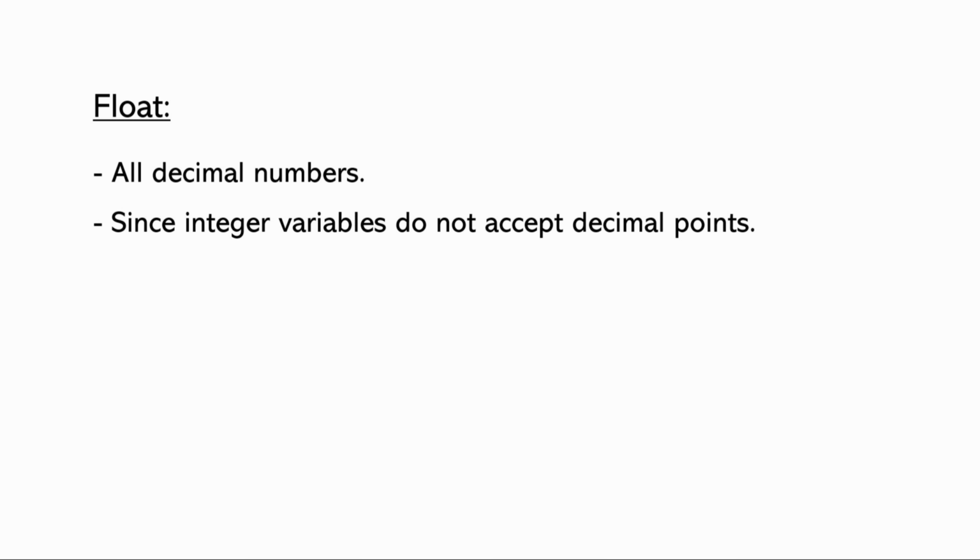And lastly, the float data type is basically all numbers that include decimals. Since integer variables do not accept decimal points in the numbers, a float data type can be used where decimal points are necessary. This data type is represented by the word float.